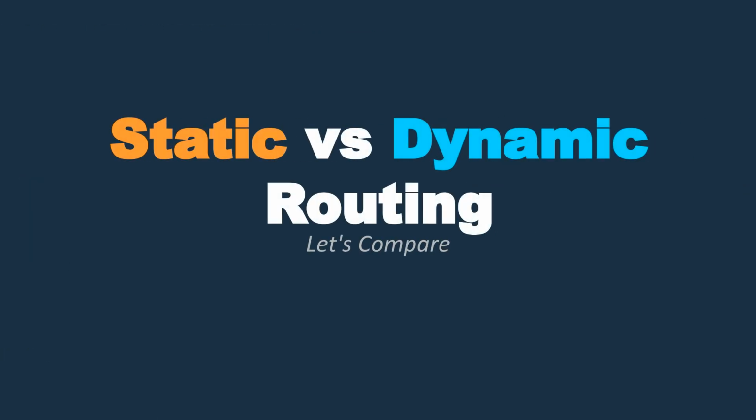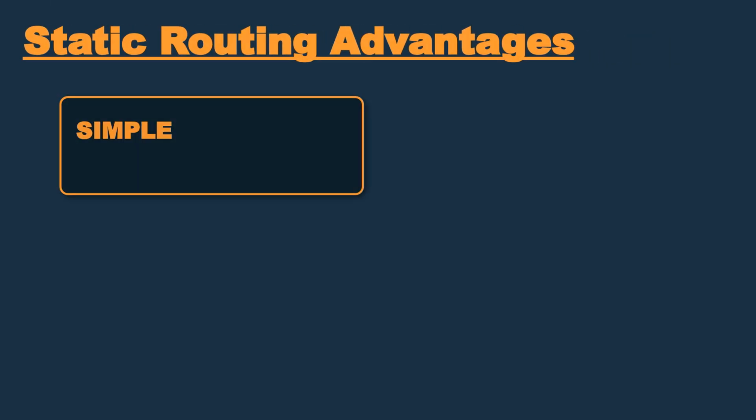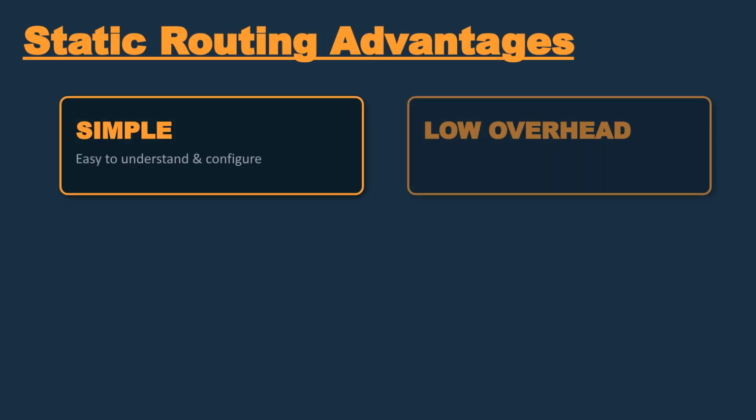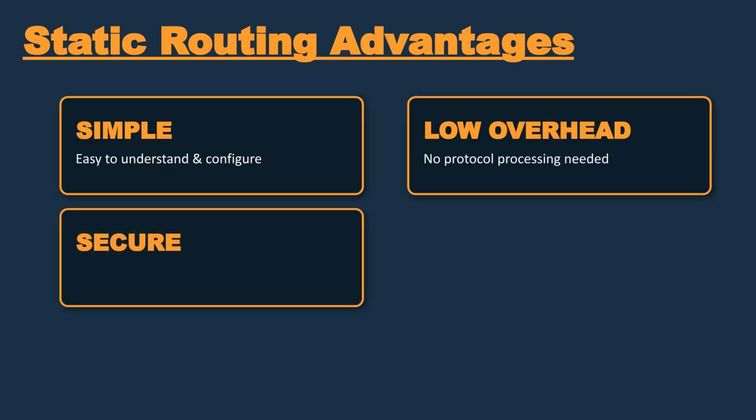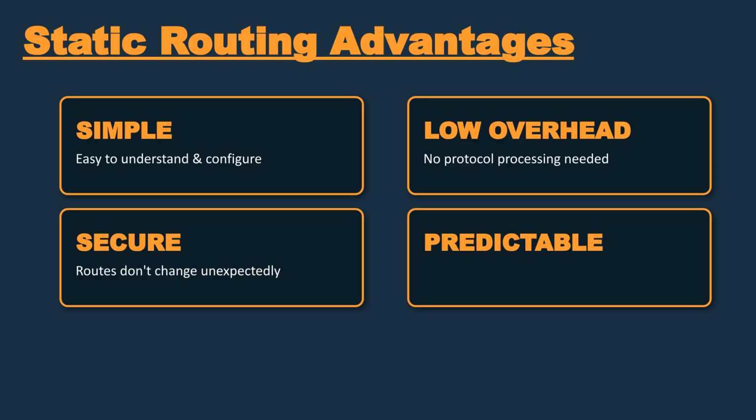Now let's compare static and dynamic routing to summarize their advantages. Static routing is simple to understand and configure, has low protocol processing overhead, is secure since routes don't change unexpectedly, and offers predictable, full control over traffic paths.